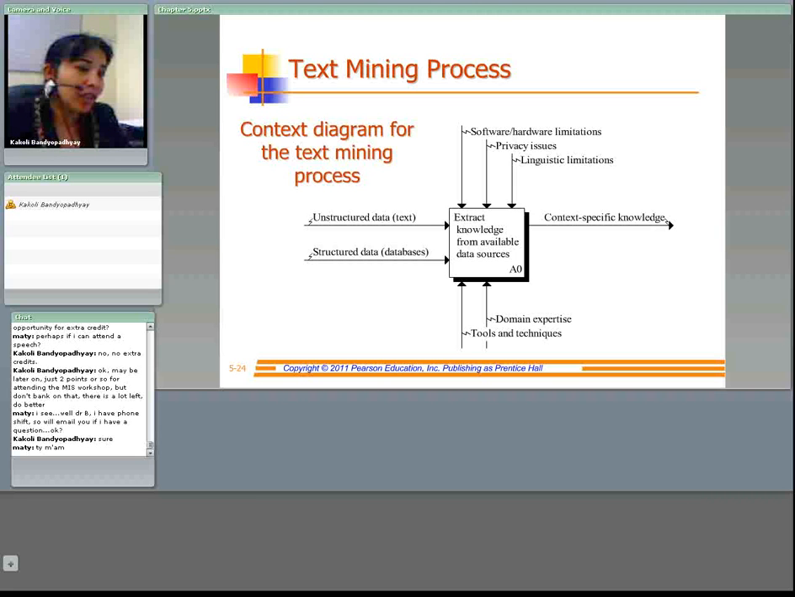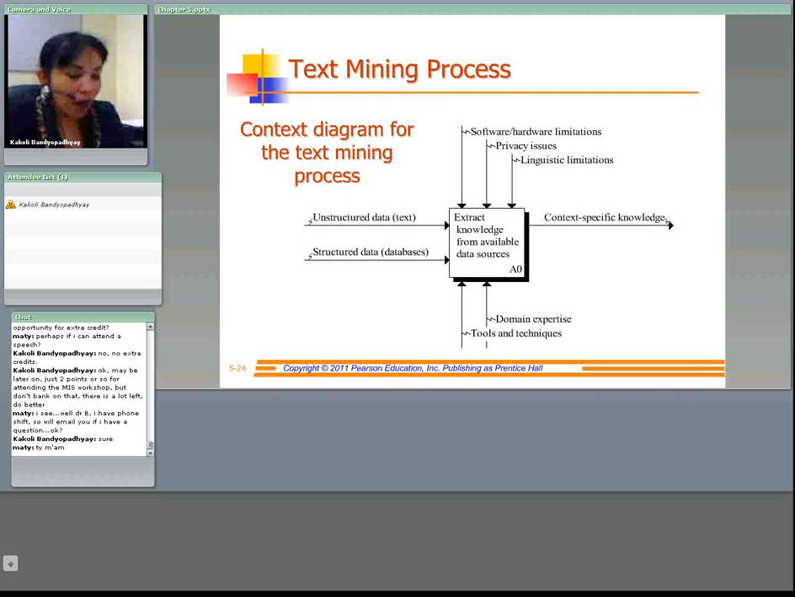So let's look at the process again. Unstructured data or structured data if it is relevant and available, they go in. Some of the constraints that would work against it would be various kinds of limitations, and the mechanisms which would help carry out the process would be the expertise, the tools and technologies, and finally we should be able to extract knowledge from the data sources, and what we get is context specific knowledge which will be used for decision making.